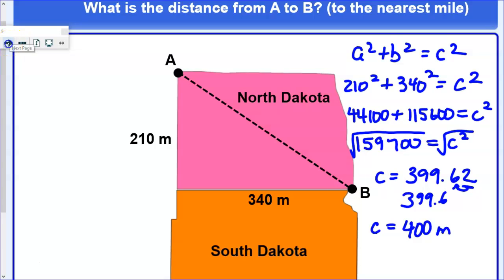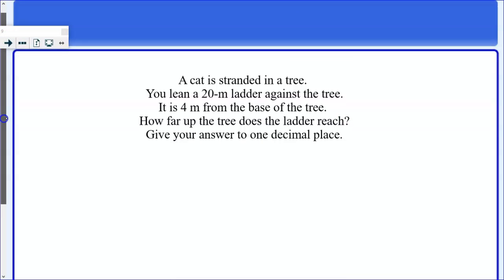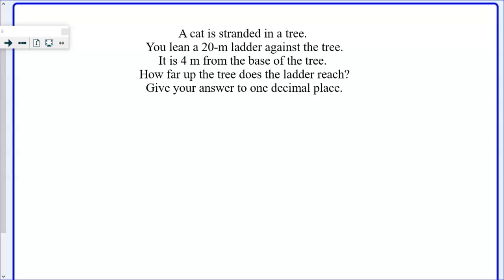All right, next question. A cat is stranded in a tree. You lean a ladder against the tree, 20-meter ladder. It's 4 meters from the base. Okay, there's a lot of steps here. So I want you to draw a picture. I haven't told you this yet, but I am a really good artist. So here's my tree. See what I'm saying here? Okay, here's a cat. It's a really big cat. Okay, I'm going to put him right there.